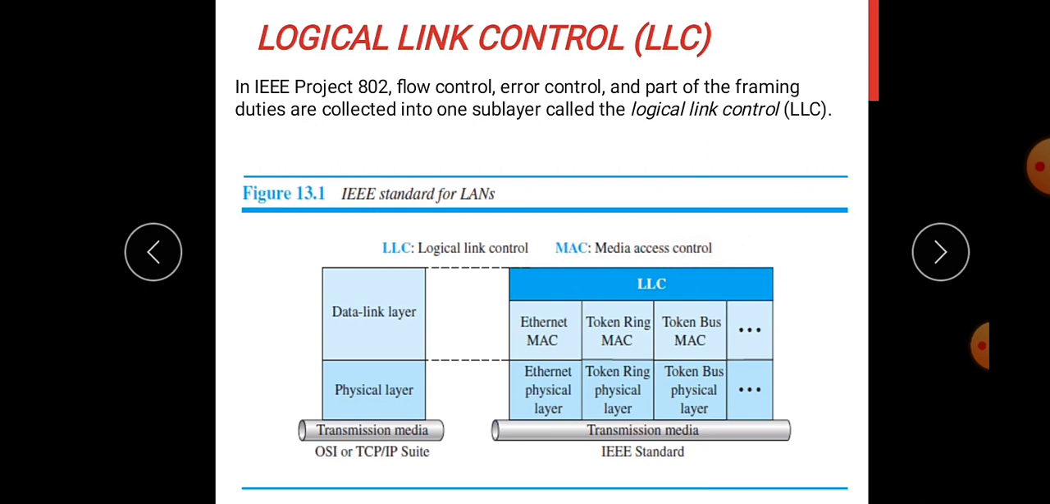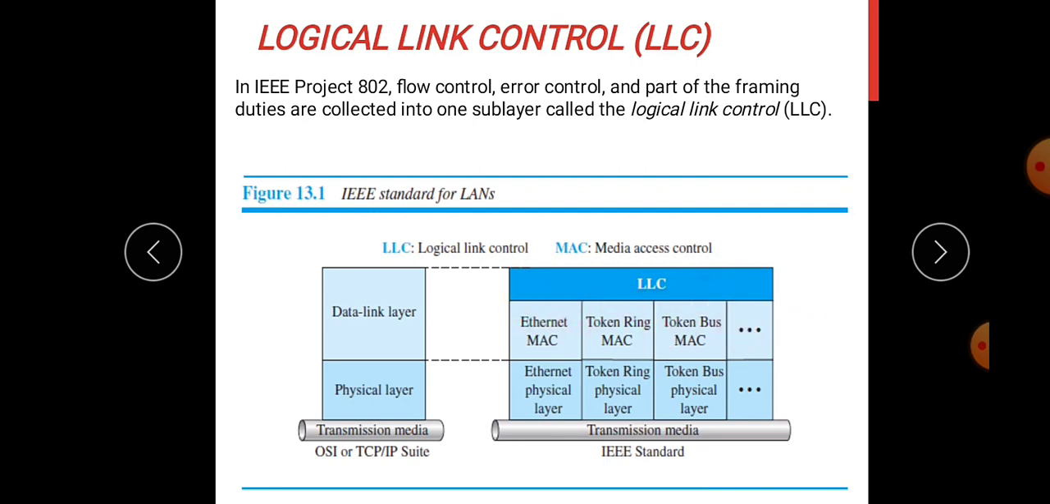First, the logical link control, or LLC. This data link control handles framing, flow control, and error control. In IEEE Project 802, flow control, error control, and part of the framing duties are collected into one sublayer called logical link control. Framing is handled in both the LLC sublayer and the MAC sublayer. The LLC provides a single link layer control protocol for all IEEE LANs.